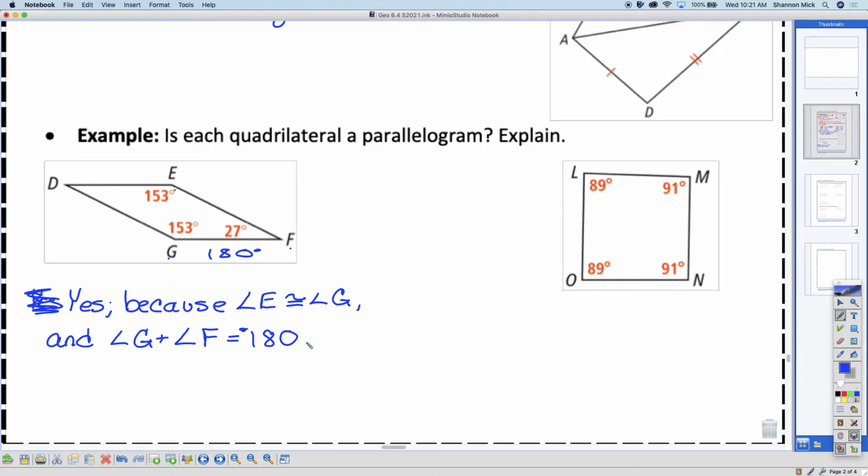Does that make sense? So really, we're just trying to find if they're 180. That's just the consecutive angles. The other one we were talking about sides. Here we were talking about angles. Okay, so the next one.